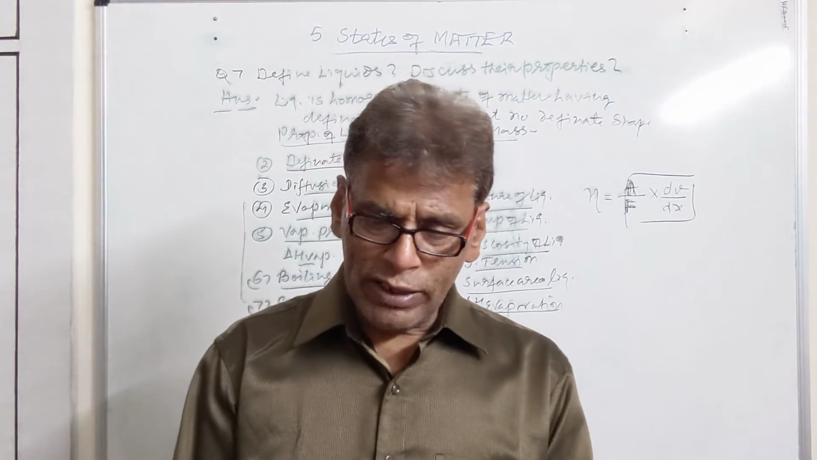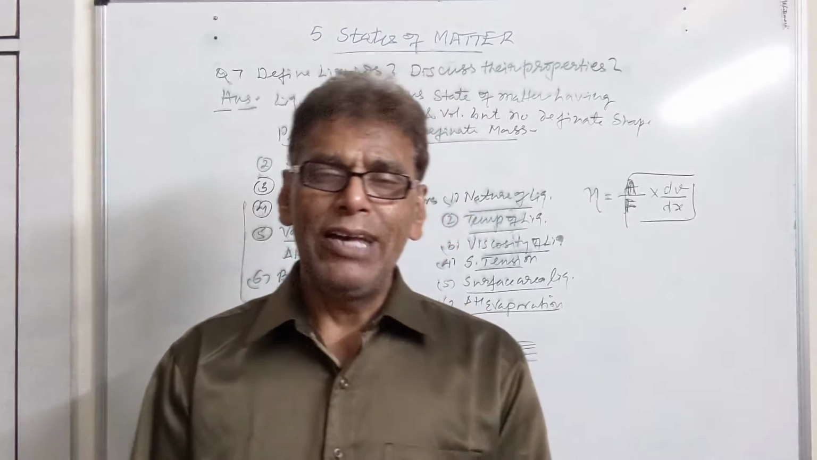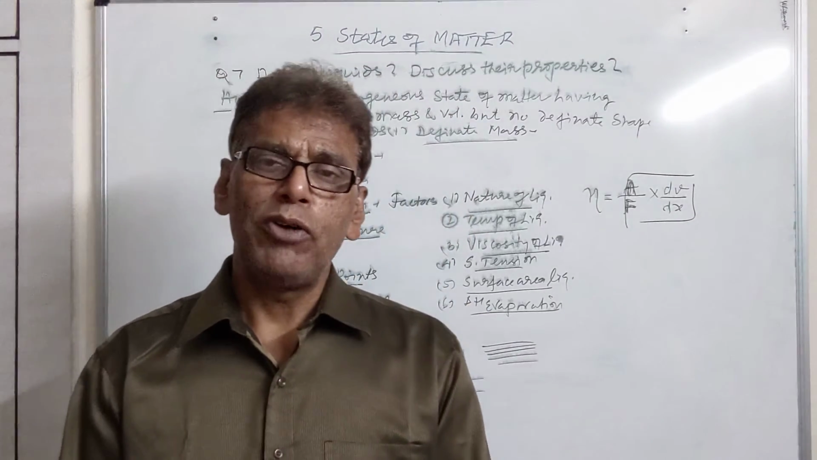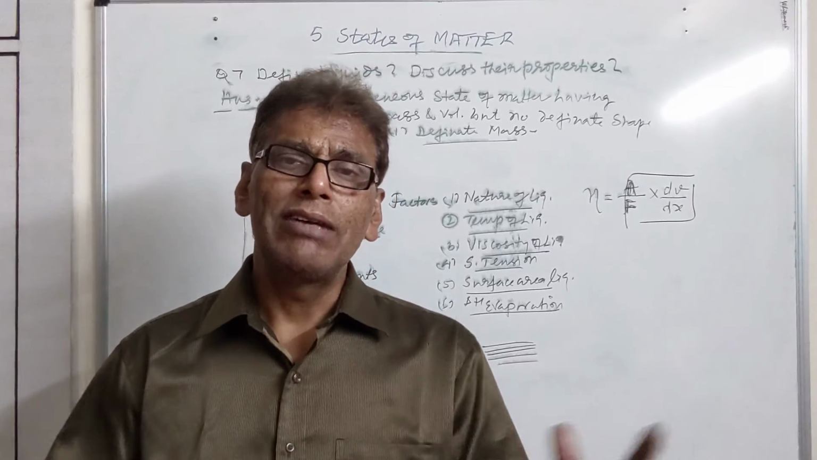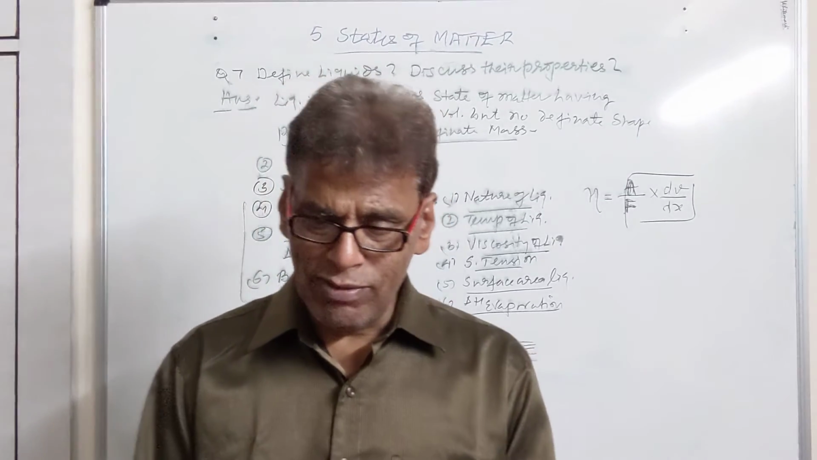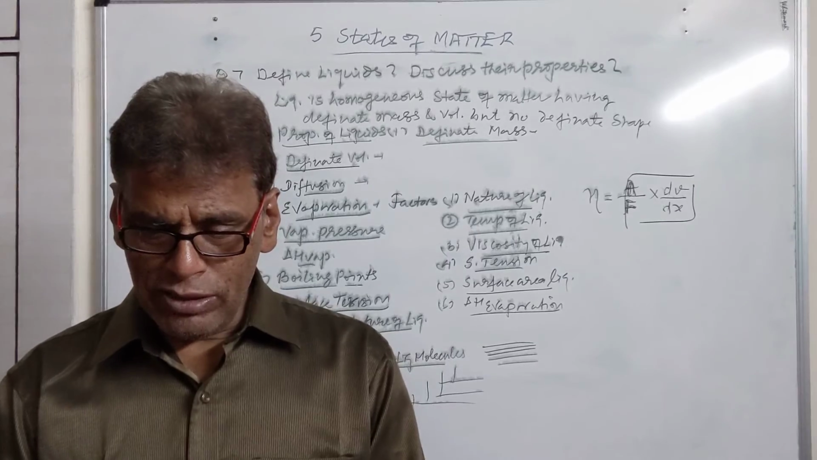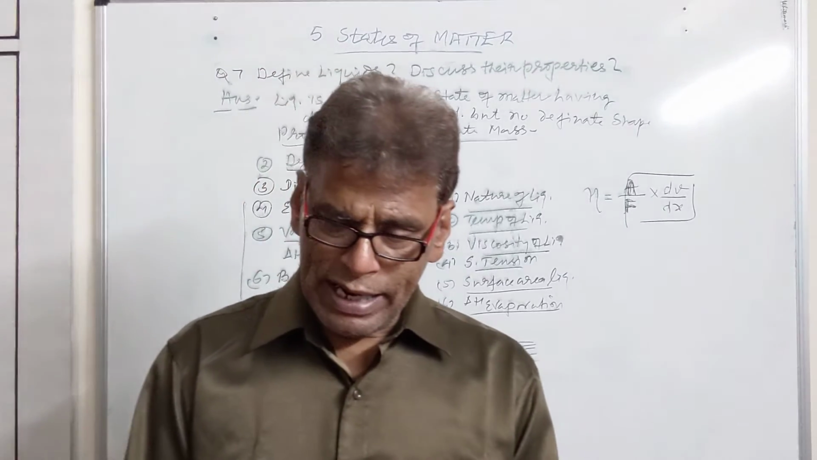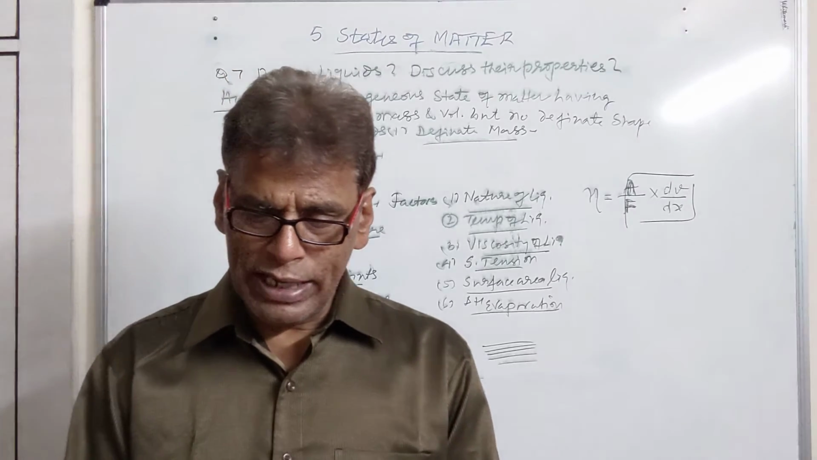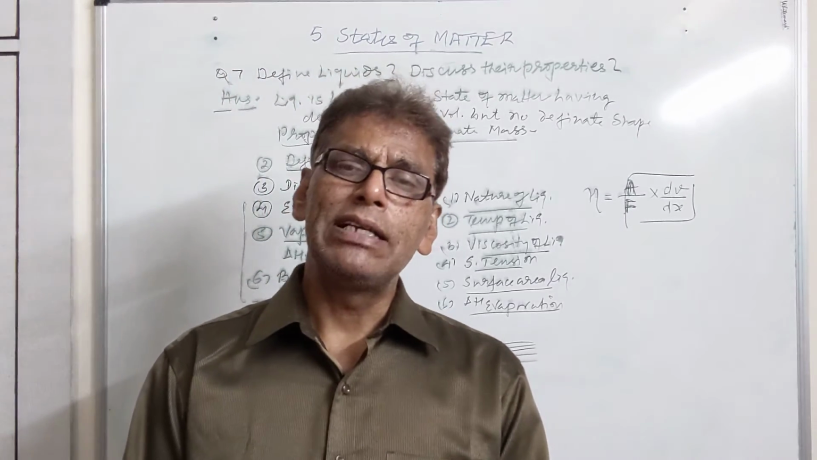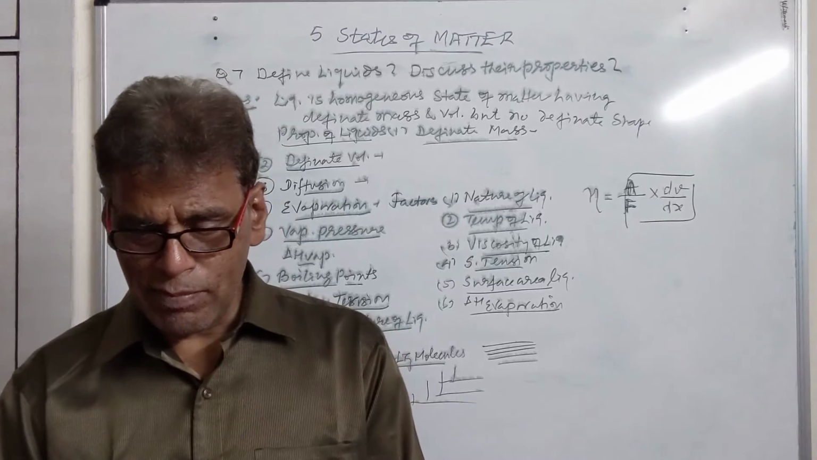Now what is the effect of temperature on density? As we know, density is mass upon volume. When we heat a liquid, what will happen? The volume of the liquid tends to increase, therefore density will decrease. Then surface tension decreases with the increase in temperature. Viscosity will also decrease, and the vapor pressure of the liquid will increase by increasing temperature.